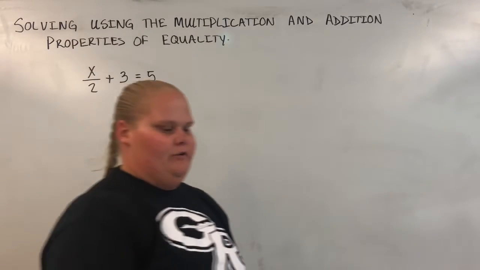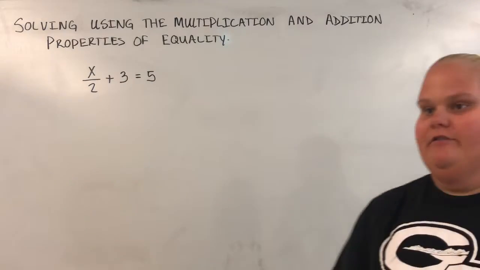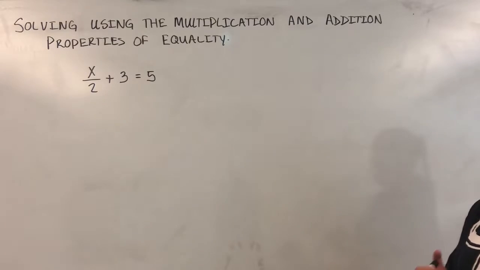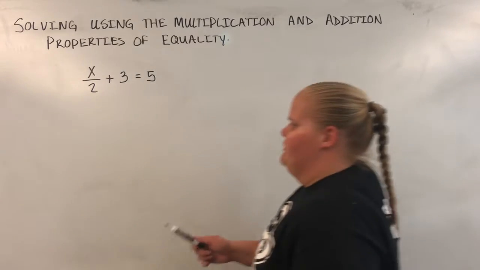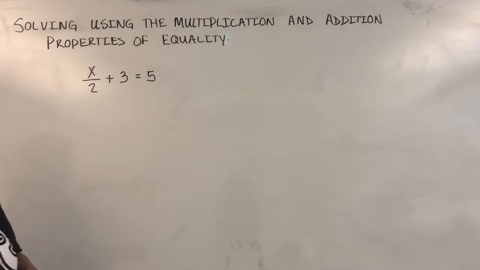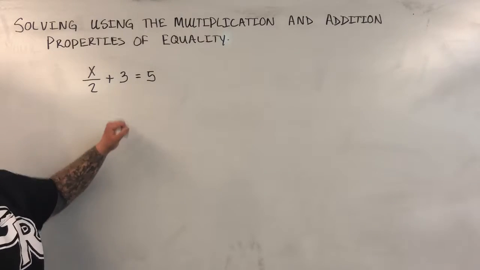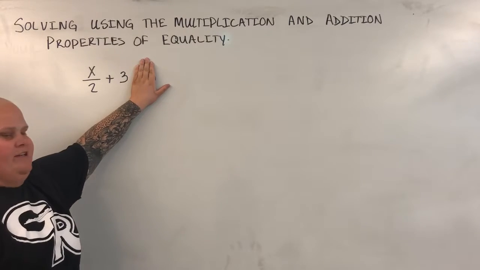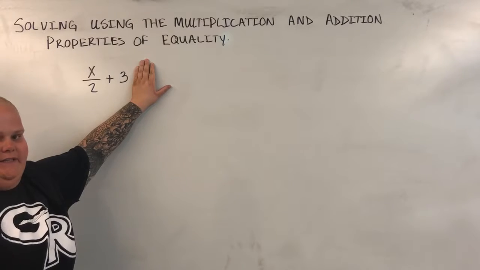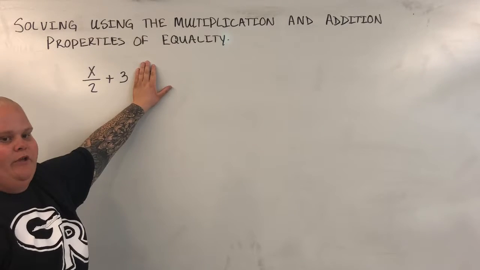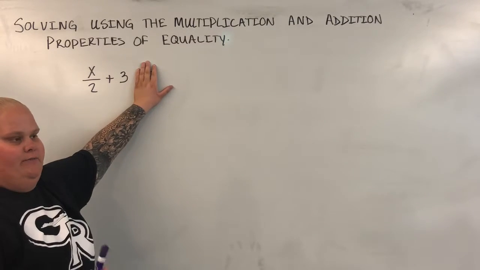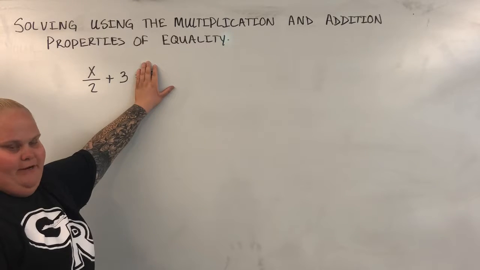So what we're going to do to solve this is I have multiple things to think of. My goal is still to try and get x by itself, which means that I need to take a look at what's on the same side of x, right? So I have x divided by 2 plus 3 on one side of the equal sign, so that's what I'm working with. What I would get rid of first is the addition or subtraction, right?